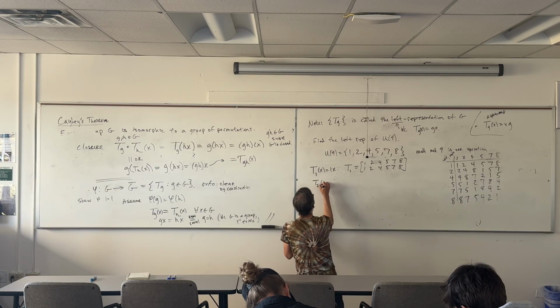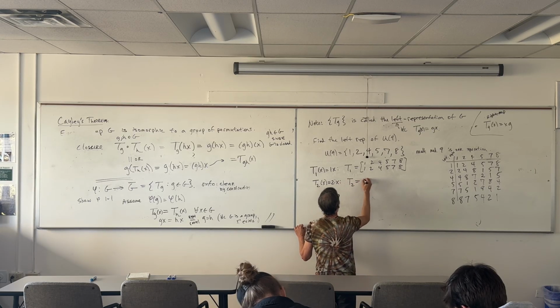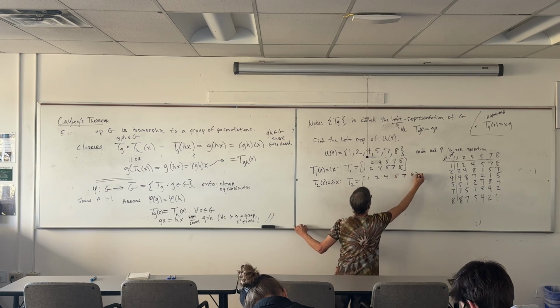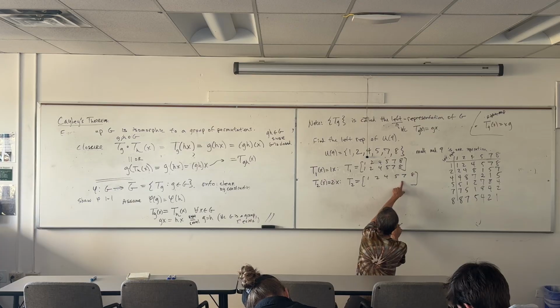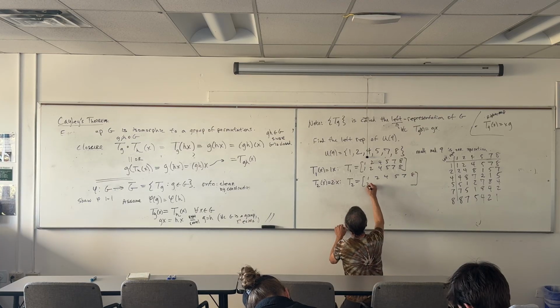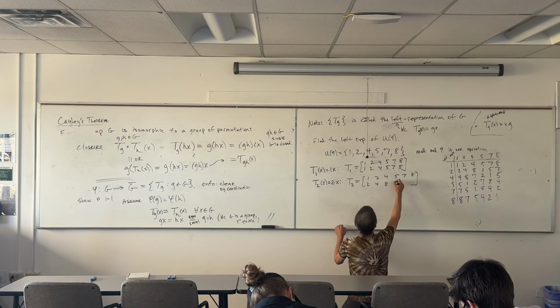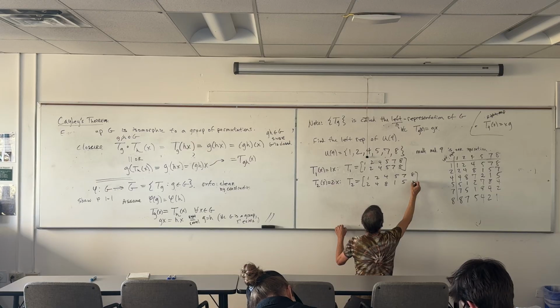And then T2 of X is multiplication by 2. So T2, that top row is always going to be the same. But I'm going to multiply everything by 2. So that's 2, 4, 8, 1, 5, and then this must be the guy I haven't used, which is 7.